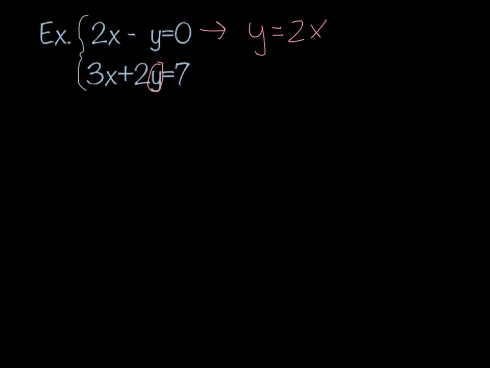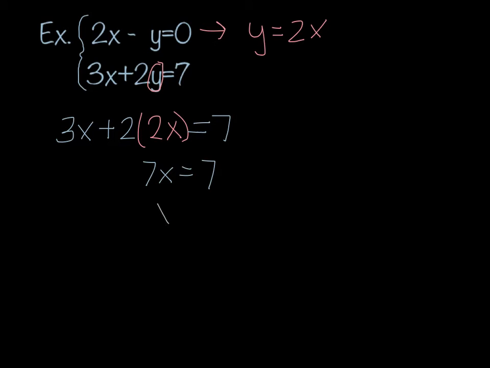Let's go ahead and see how this works. So we have 3x plus 2 times y, keeping in mind, though, that y is the exact same thing as 2x. We found that out from our first equation. And that has to equal 7. Well, now we have just an equation where we can solve for x because we have only the one variable. 3x plus 4x is a total of 7x. So if 7x equals 7, that means that x must equal 1.